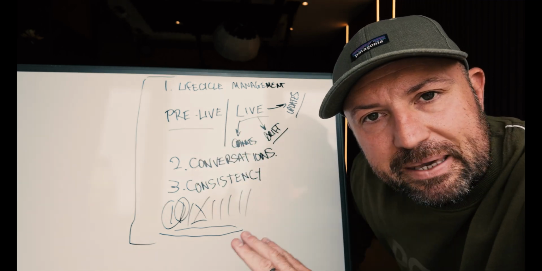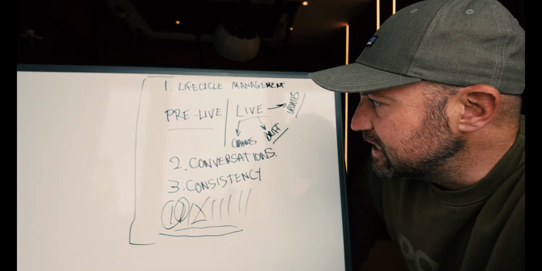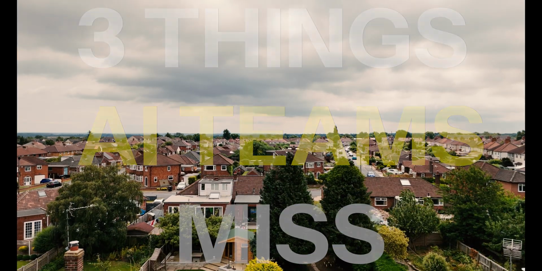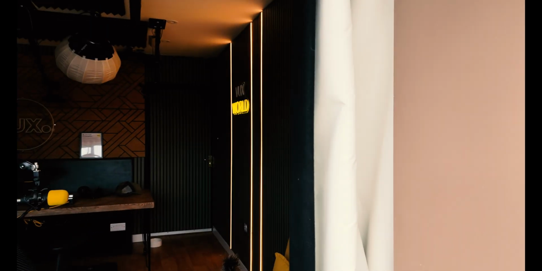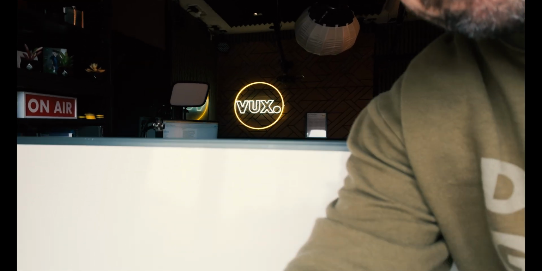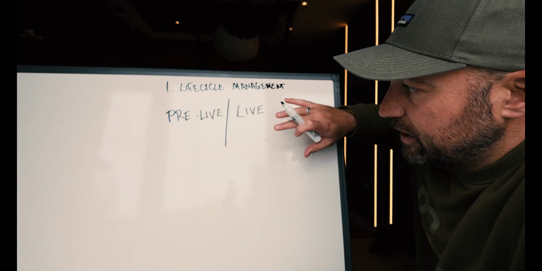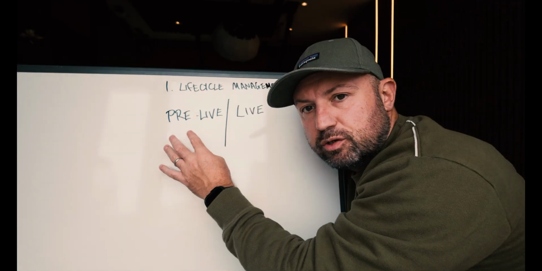So these are the three big things missing in most AI teams today. There are three things to focus on when it comes to AI agent testing. The first is that it's not really about testing anymore. It's more or less lifecycle management. And that's broken down into two areas. You've got everything you need to do before you go live.